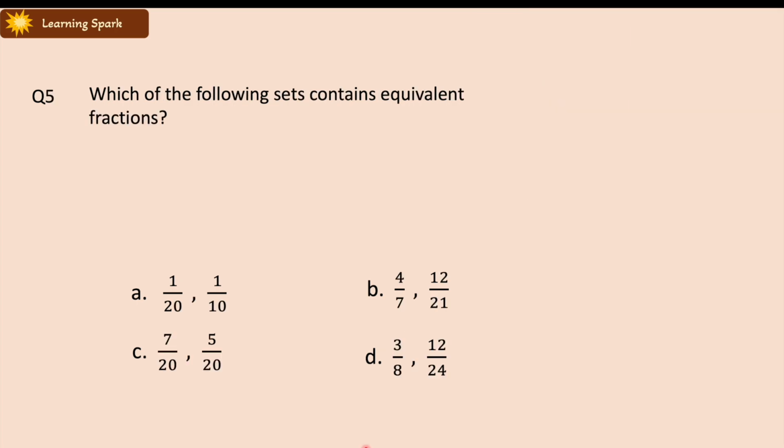So question number 5 is on your screen now. So we will go to the answer now. Please feel free to pause if you have not already solved. So the answer is 4 by 7 and 12 by 21. Why is it so? Let's go to the explanation.